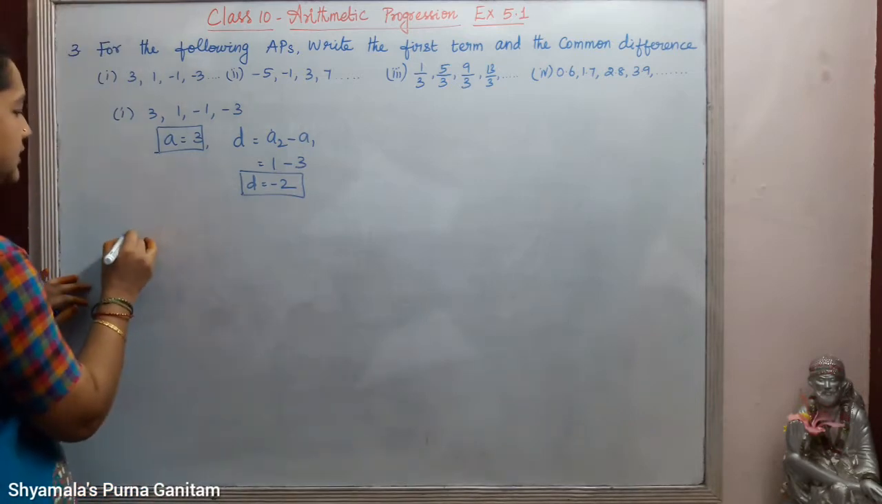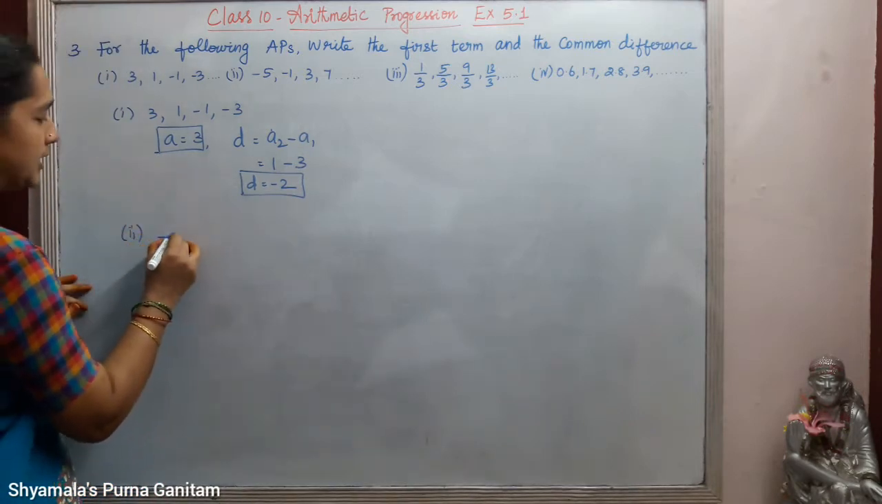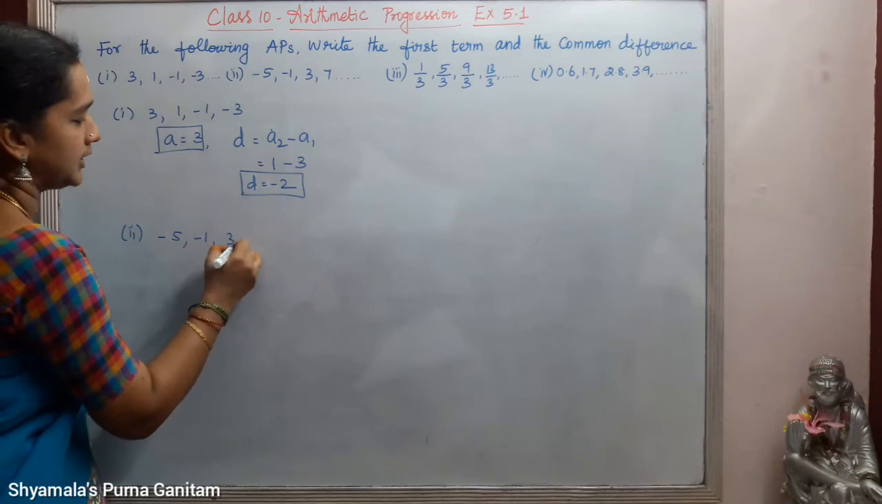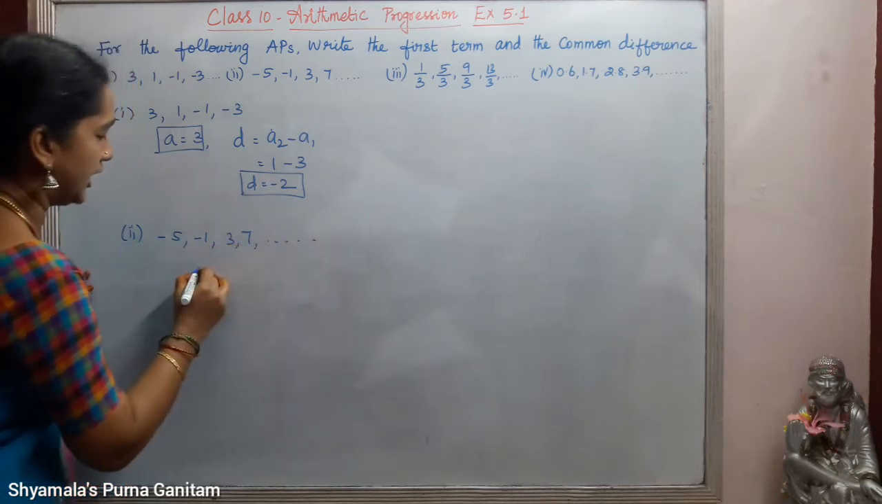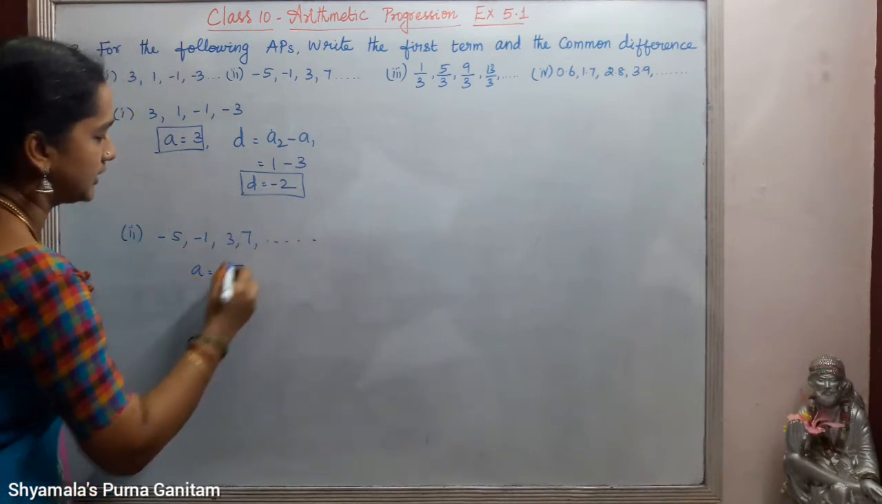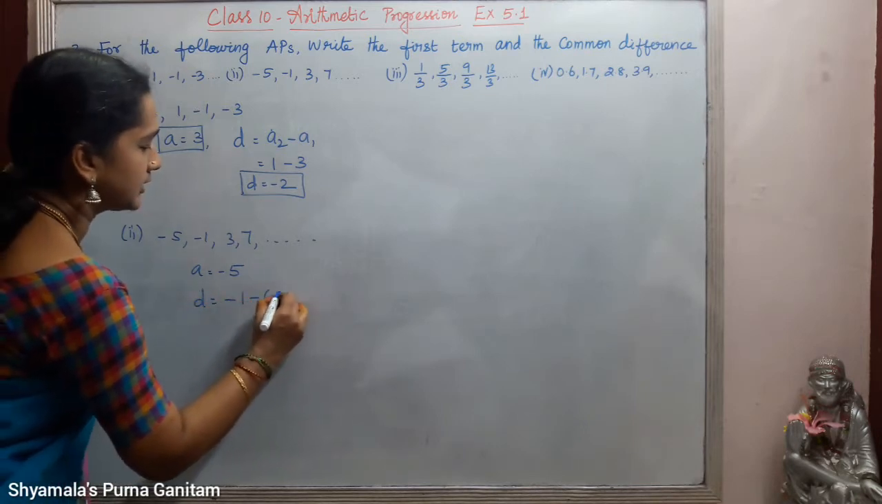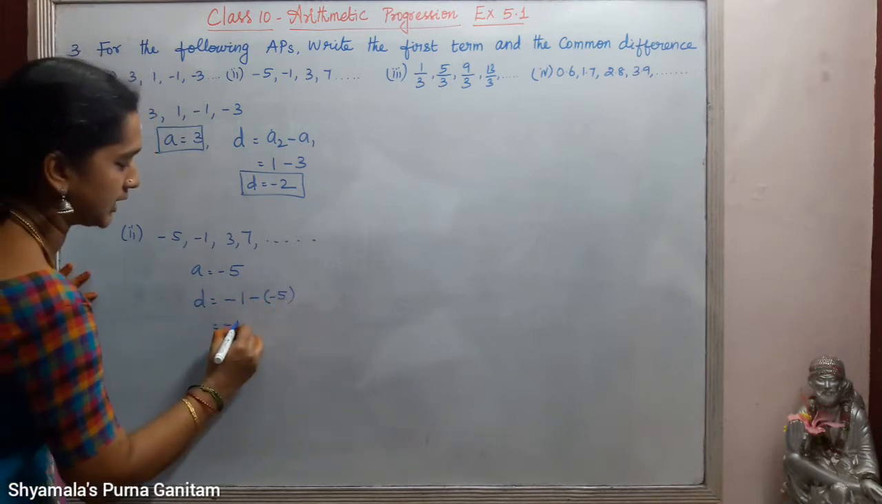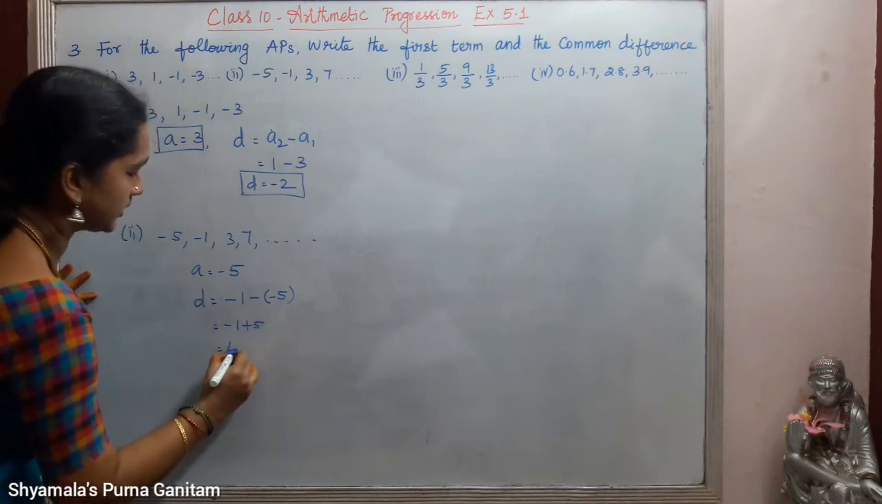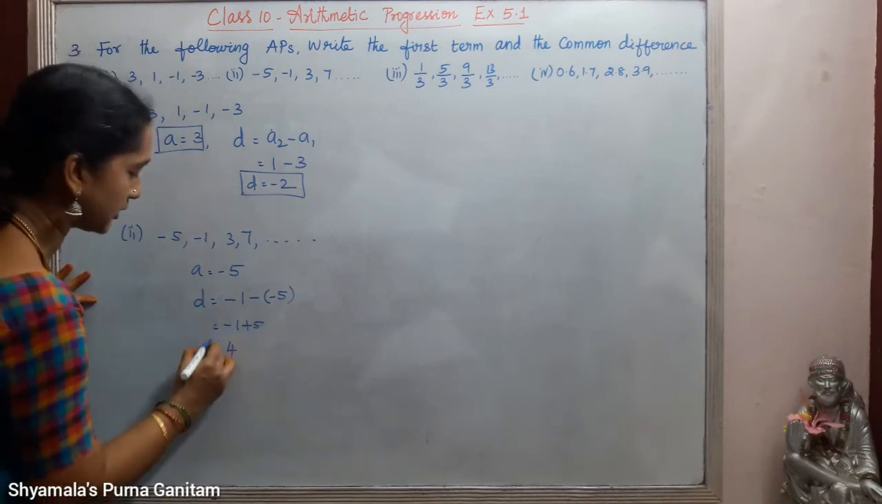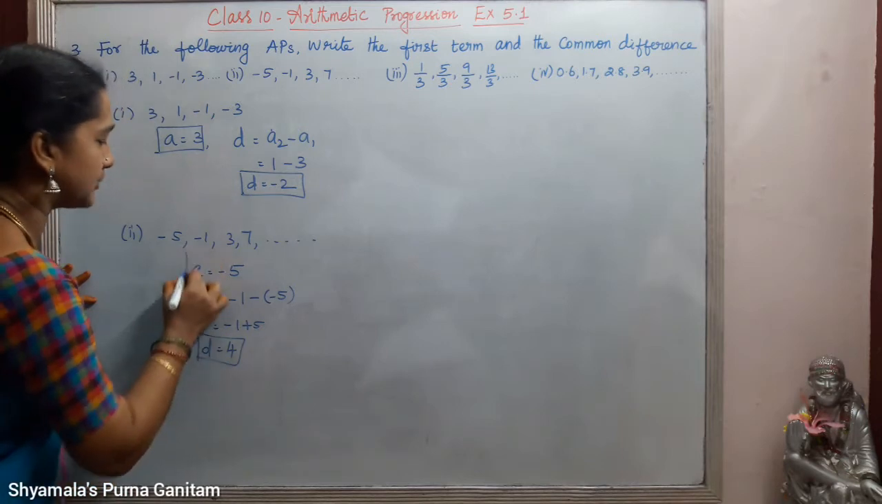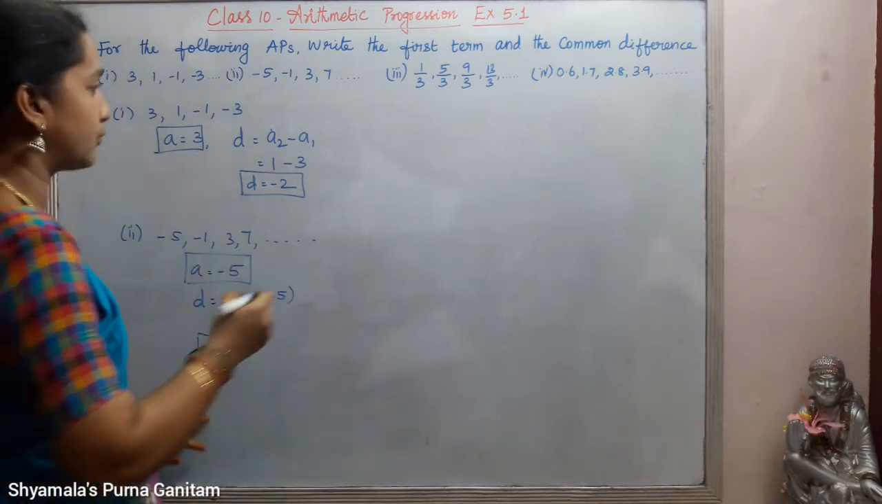Okay. Then the second sum is minus 5, minus 1, 3, 7. So A is equal to minus 5 and the common difference D is equal to minus 1 minus minus 5. So this is equal to minus 1 plus 5. So the difference is 4. D is equal to 4. So A is minus 5 and D is 4.